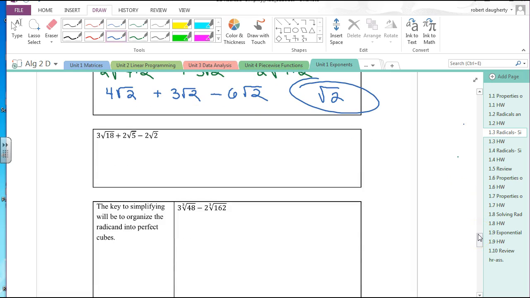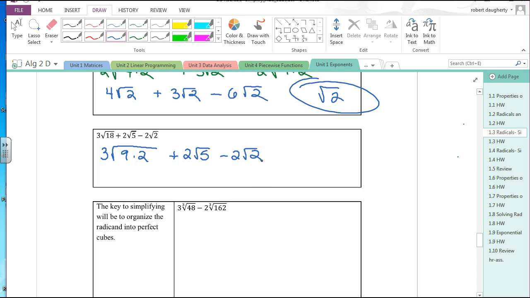3 square root of 18 plus 2 square root of 5 minus 2 square root of 2. Square root of 5, is there anything I can do with that one? No. Square root of 2, anything I can do with that? Those are never going to combine. Is there something I can do with 18? We just did it a minute ago. Write this as 3 times the square root of what? 9 times 2, plus 2 square root of 5 minus 2 square root of 2.